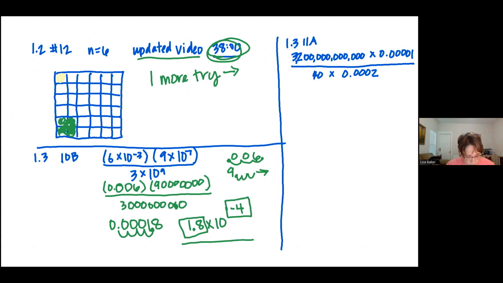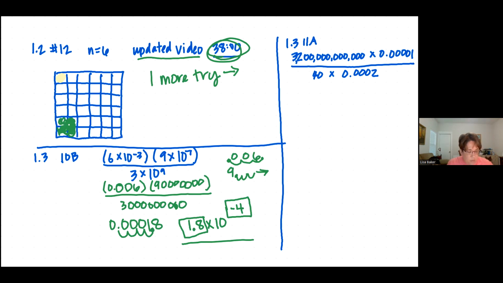All right, so what we have here is 3, 3, 2, and then we have 3, 6, 9, 10, 11 zeros. So let me write that down. That's 11 zeros. And then we have 0.1, 2, 3, 4 zeros there.